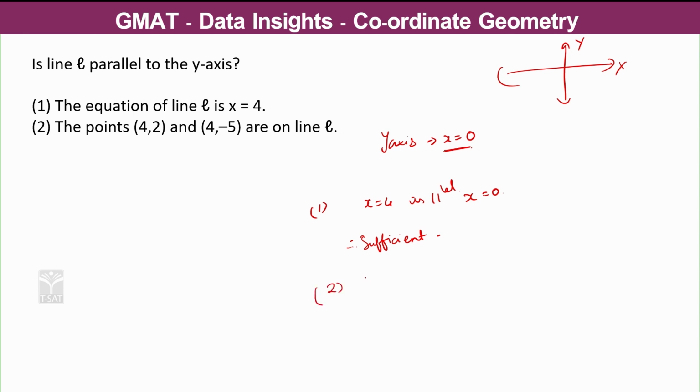And statement 2 gives us 2 points on the line L. So, when 2 points are given, you can easily calculate the equation of the line by using the 2 point formula, and the equation will come out to be x equals 4 again, and therefore, it is parallel to the y axis, which is x equals 0. Therefore, this information is also sufficient to answer the question on its own. So, statement 1 alone is sufficient and statement 2 alone is sufficient. The answer option is D. Therefore, D is the correct answer.